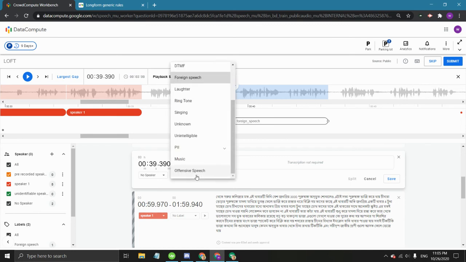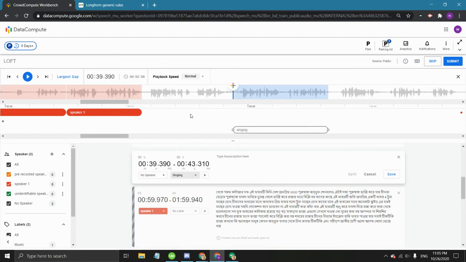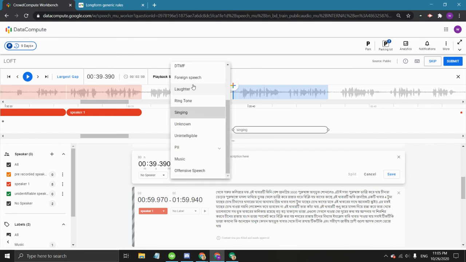The singing annotation is used when someone is singing. Whenever you hear singing in your task, the lyrics of the song that is being sung should be transcribed and the segment should have the singing annotation attached. However, if the singing is done in a foreign language, you should select the foreign speech annotation.